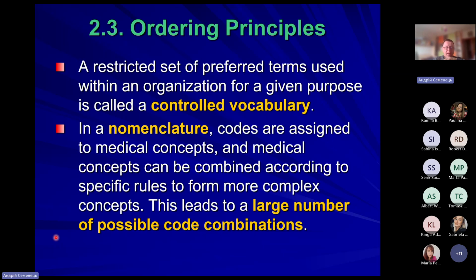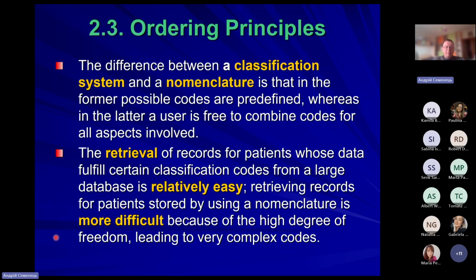And one kind of practical implementation of a thesaurus is a nomenclature, where we assign a code to a medical concept, and medical concepts can be combined according to specific rules to form a more complex concept. From here, the difference between a classification system and a nomenclature is that in the former, like a classification system, all possible codes are predefined, whereas in the latter, in a nomenclature, the user is free to combine codes for all aspects involved.